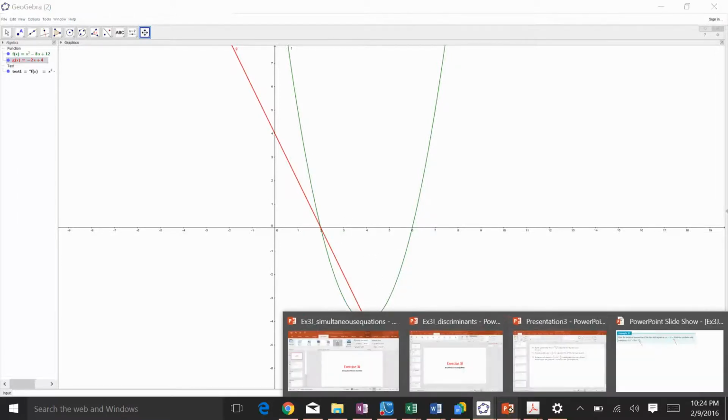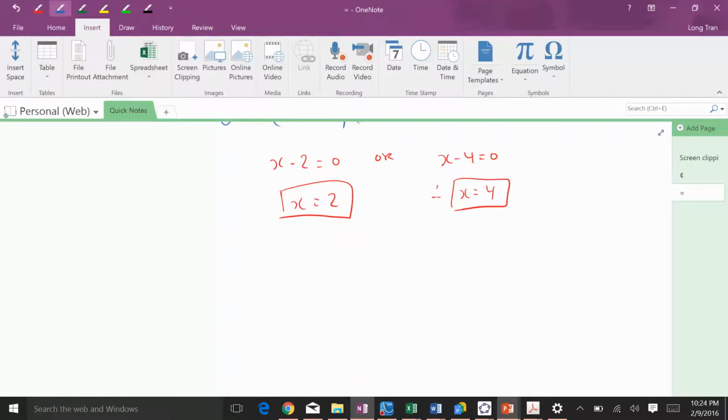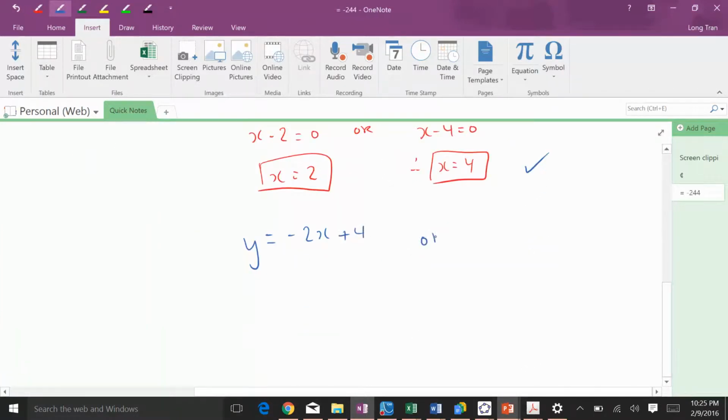But what we haven't found is the coordinates. I just found the x coordinates, so I need to now find the y coordinates. And the funny thing is, a lot of students get up to this step and then they leave it. Well, you haven't found the coordinates of intersection yet. The equation was y equals negative 2x plus 4, or you had the other y equation, which was x squared minus 8x plus 12. It doesn't matter which one you substitute into, because this tells you the y coordinate if you know x. In my case, I'd probably substitute into this one because it looks easier.